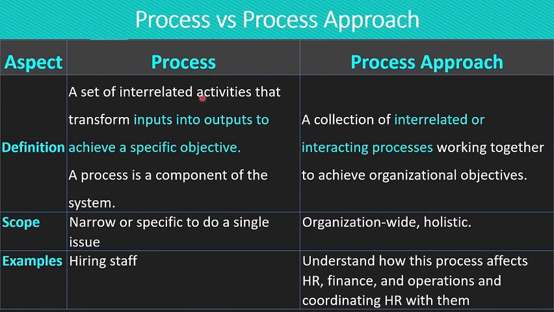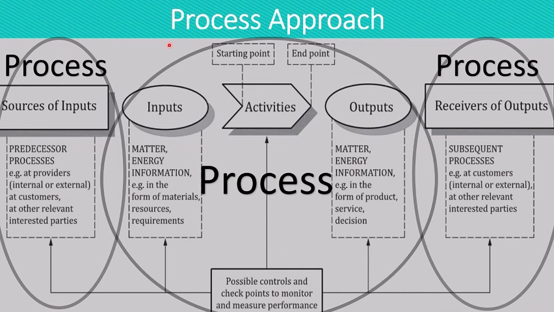For example, hiring staff can be a process, whereas understanding how hiring affects HR, finance, and operations and coordinating HR with them is a process approach. So here in the process approach, there are multiple interconnected processes working together to achieve a certain objective. As you see in this figure, we can see the process approach. The inputs for this process can be the outputs of another process, and the outputs of this process can be the inputs of another process.